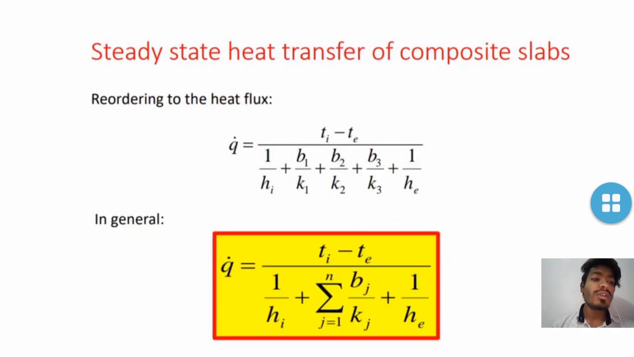Steady state heat transfer of composite slabs. Reordering to the heat flux, q dot equals Ti minus Te divided by 1 by Hi plus B1 by K1 plus B2 by K2 plus B3 by K3 plus 1 by He. In general, we get q dot equals Ti minus Te divided by 1 by Hi plus the summation of j equals 1 to n of Bj by Kj, plus 1 by He.